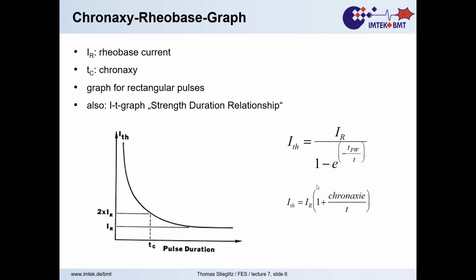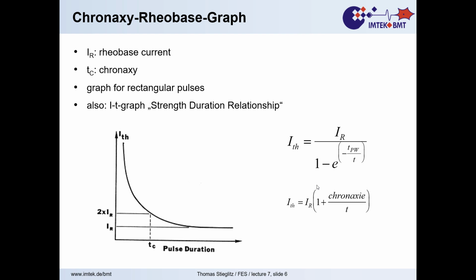And this is what the chronaxie rheobase graph is about. It tells us which pulse width we need at which magnitude to elicit an action potential. So we have the current on the y-axis and the pulse width of the cathodic pulse on the x-axis. And the shorter the pulse is, the more magnitude I need to elicit an action potential. And then I reduce the magnitude and increase the pulse width.